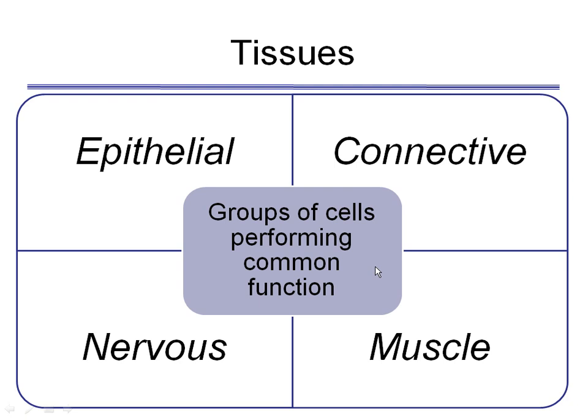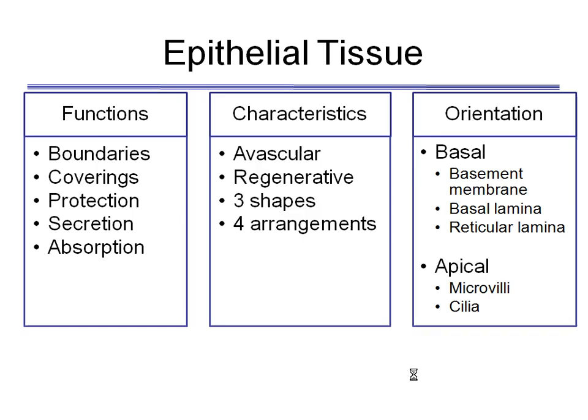So hopefully you remember from the beginning of the class that a tissue is a group of cells performing a common function. So epithelial first. Function-wise, epithelial tissue is boundaries, coverings, and protection, as well as secretion and absorption.